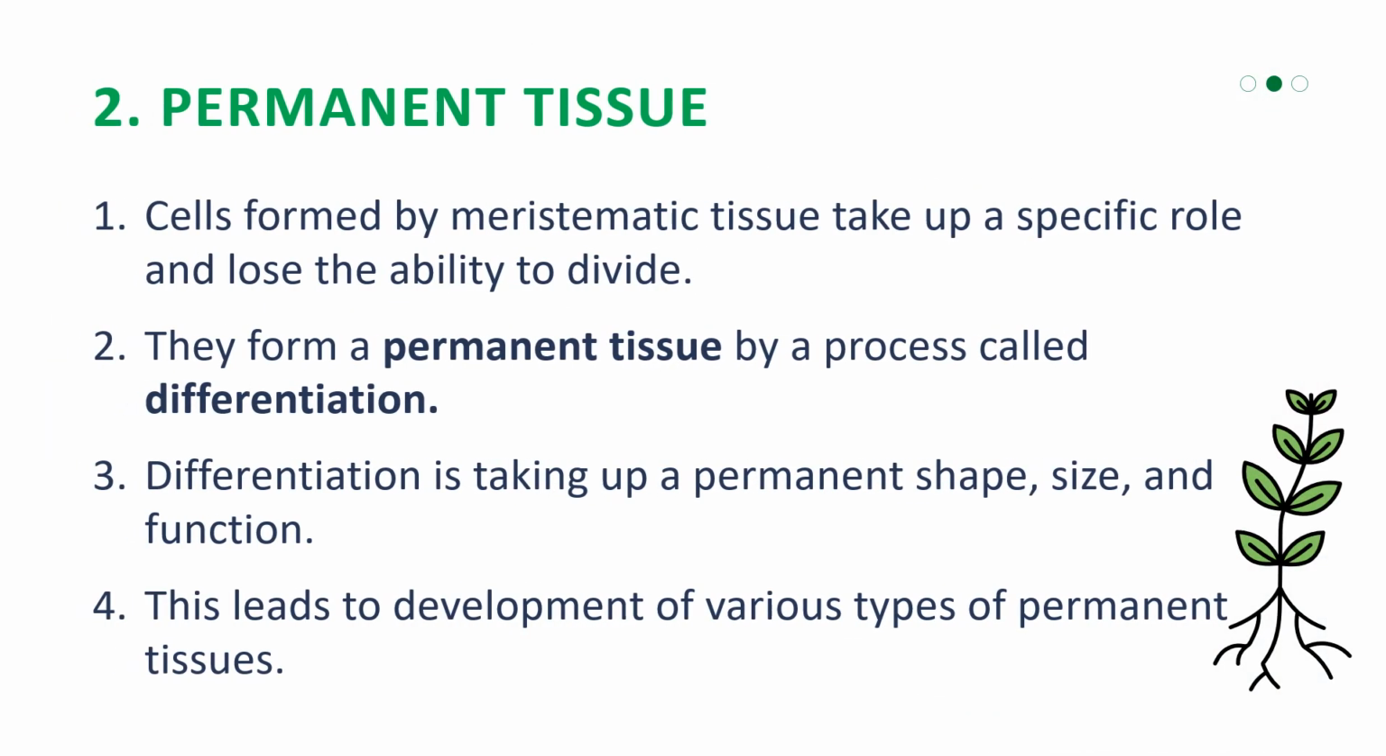So the second type of plant tissues are permanent tissues. Now, once a meristematic tissue has divided, grown, and has now attained maturity, it will lose the ability to divide.